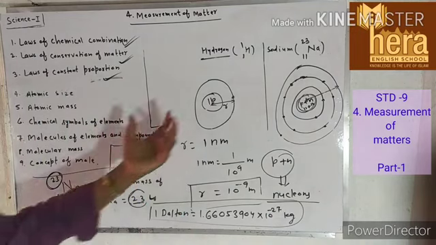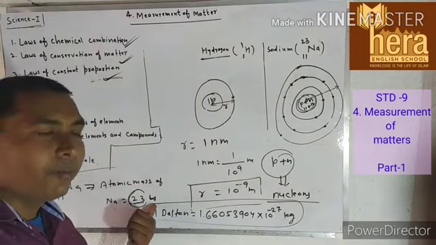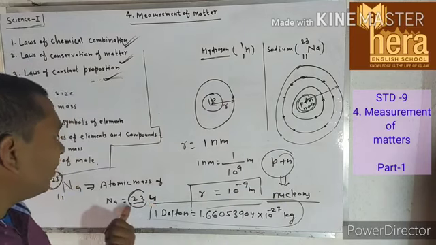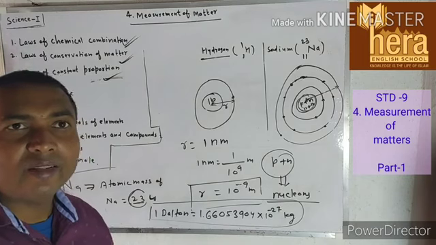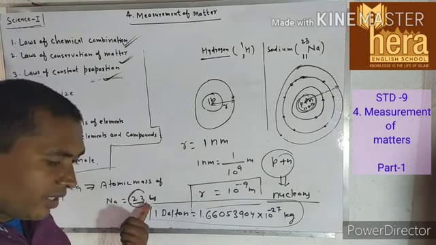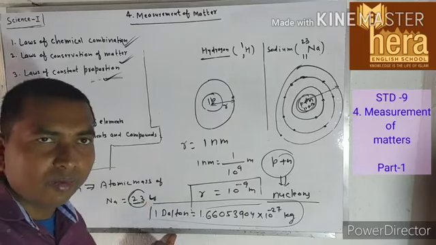So if you want to find atomic mass, then you have to write 23 U. But generally we write 23 only. Atomic mass of sodium is 23. 23 what? 23 unified mass or 23 Dalton. Okay?